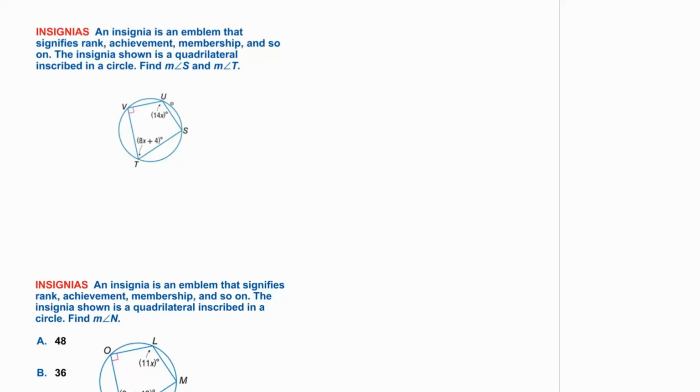We're given a quadrilateral inscribed in a circle here, and we're asked to find the measure of angle S and the measure of angle T. We know that opposite angles are going to be supplementary. So if angle V is 90 degrees, then angle S would also have to be 90 degrees for the two of them to add up to 180.